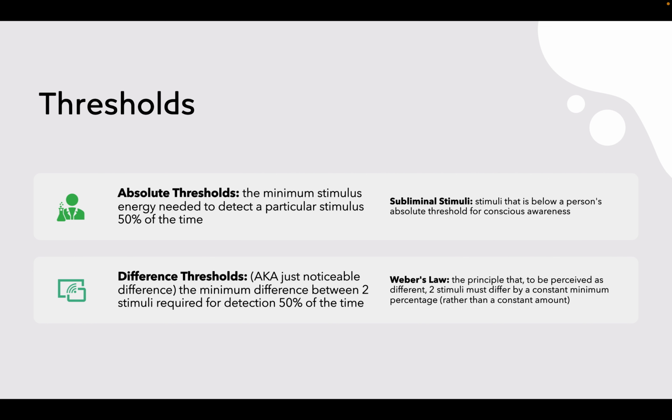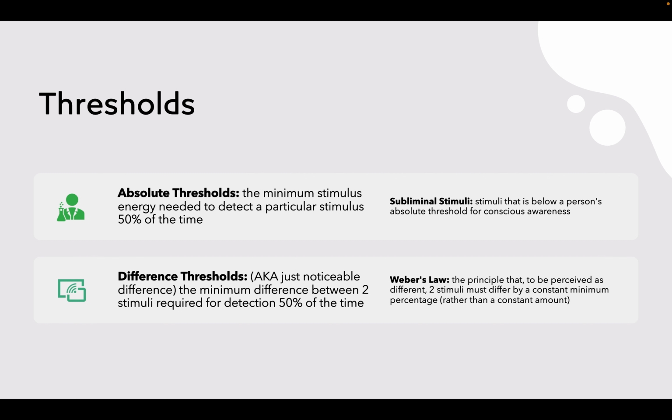So if we are listening to something at 40 decibels, before we can detect an increase in the sound of, say, the music, it has to be increased by a certain number of decibels before we are able to perceive that difference. Now, that isn't a solid number. It's not a whole number. And that's where we get into Weber's law. Weber's law is the principle that in order to be perceived as different, two stimuli must differ by a constant minimum percentage rather than a constant amount.